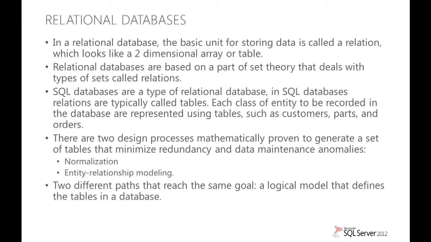And in his original papers, Dr. Codd defined a design process called normalization that he was able to mathematically prove led to a highly efficient set of relations that minimized data redundancy, so that you didn't have multiple copies of the same piece of data in different places. You ended up with one copy of the data in one column, in one row, in one table.